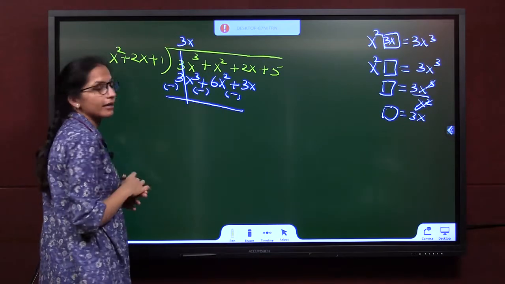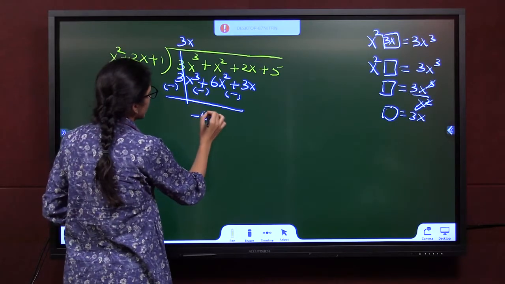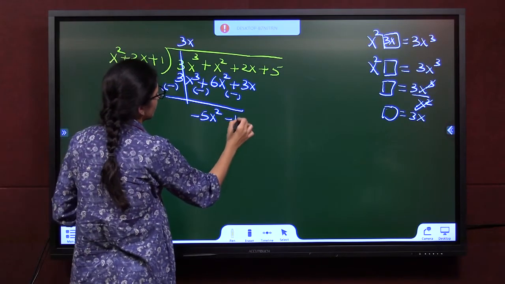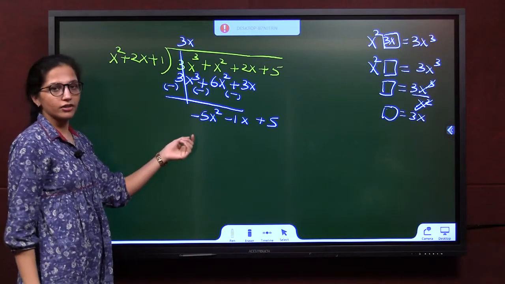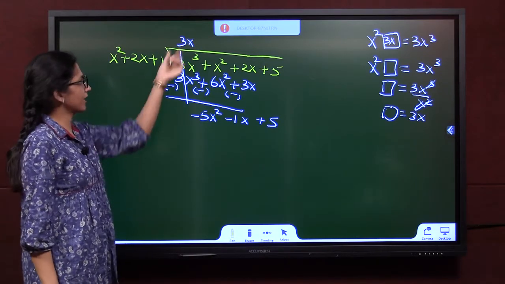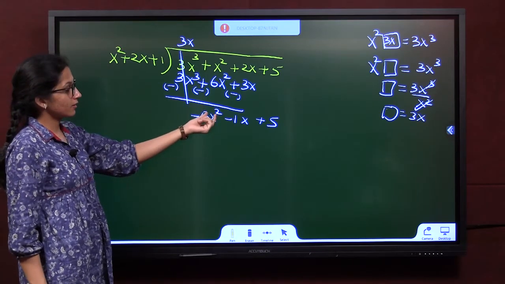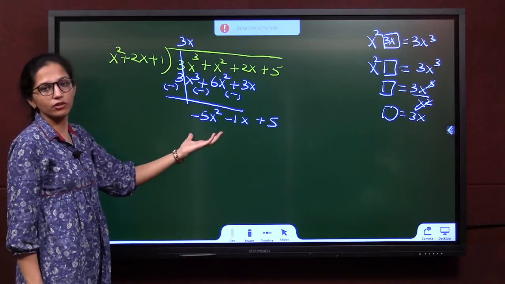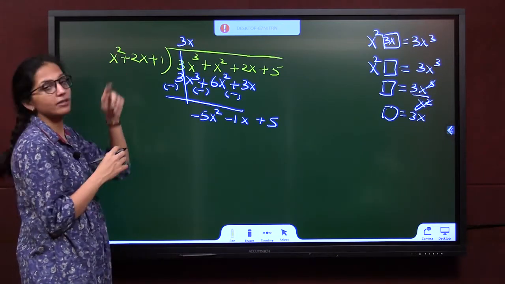Cancels. 1x square minus 6x square, minus 5x square, plus 2 minus 3, minus 1, plus 5. Can I stop or can I continue? I have x square here. X square into something can give x square? Yes, you can. If it was x, would you continue? No, because x square into anything will never give you x, because we are taking it only in whole numbers, right? The powers.